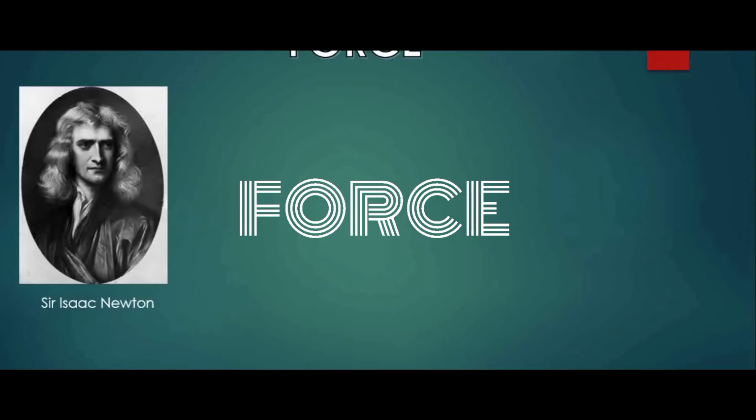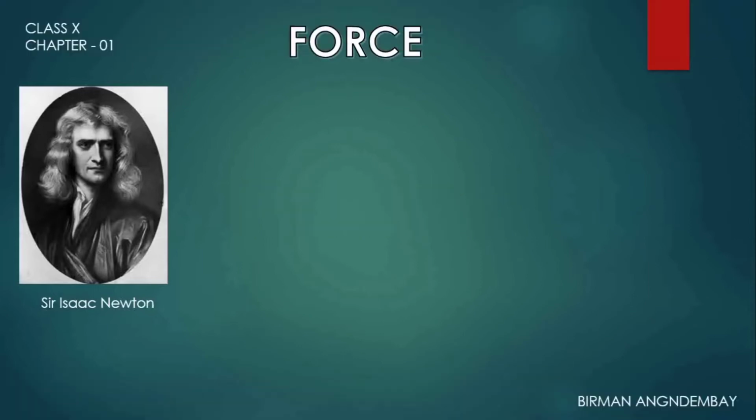Sir Isaac Newton was born in the year 1643 and he lived till the year 1727. He was an English mathematician, astronomer and physicist who formulated the laws of motion and universal gravitation. Well, let's go back to our chapter.